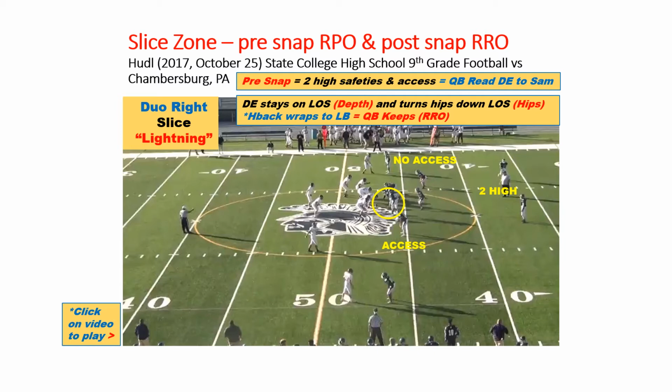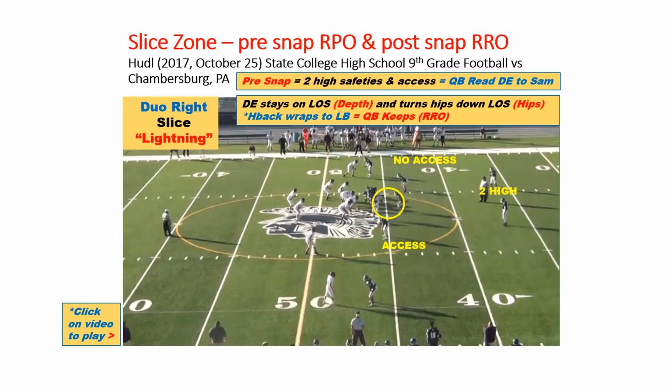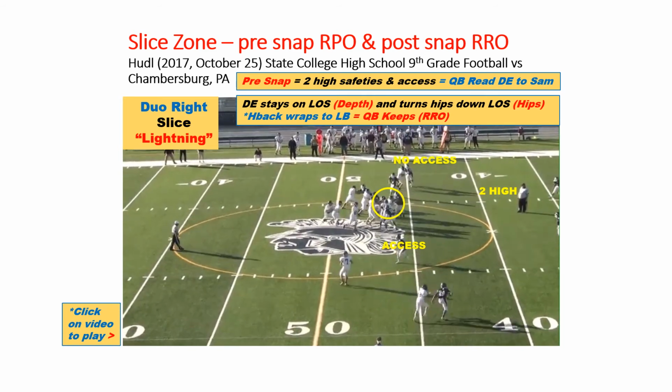All right, now here's video again of our 9th grade running slice zone. This is the same game after we've run a bunch of split zone. We're going to go ahead and slice it and have that H-back go up to the linebacker, and we'll read the defensive end. You can see we do have access on the bottom. That quarterback could have taken it, but as the video goes, the threat of the bubble pulls that defender out of the box, so we still get what we need accomplished to run the play.